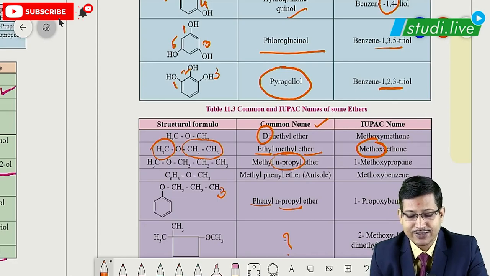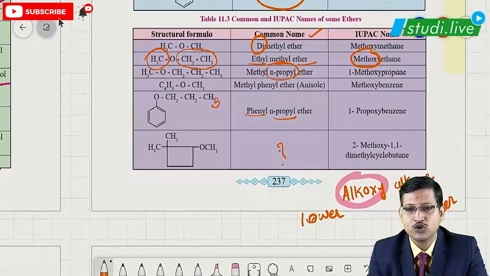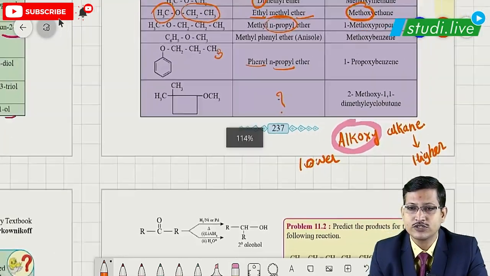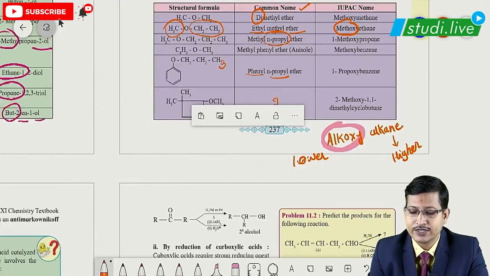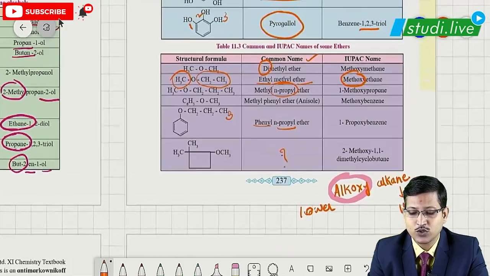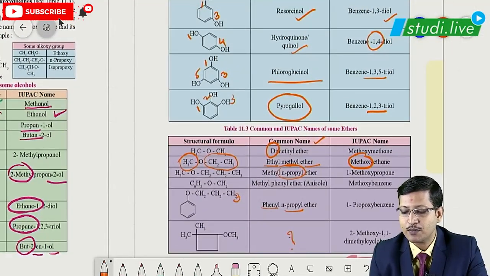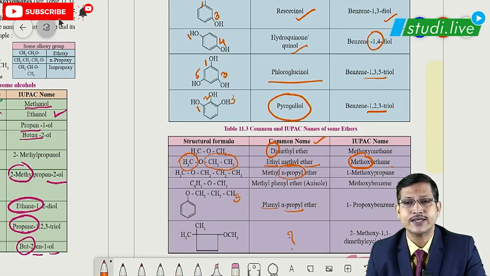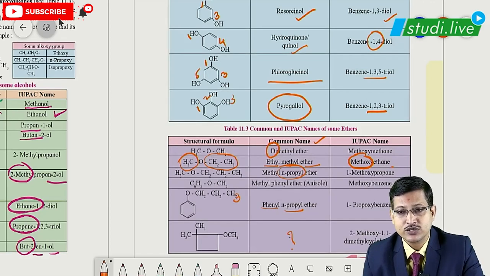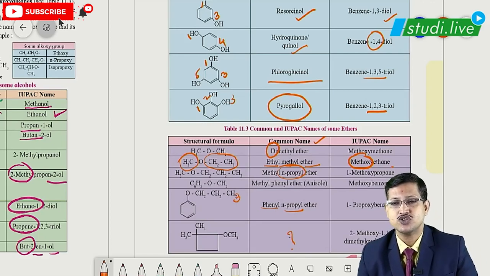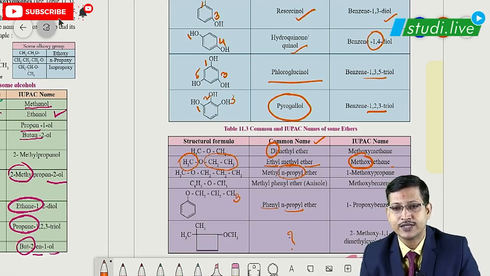And then this is the larger alkyl group, which is alkane. Already I have mentioned this here, that the lower alkyl group is alkoxy and the higher one is alkane. So in that case, you will have the higher one as alkane. Here the lower one is methoxy and the higher one is alkane, that is ethane. So it becomes methoxyethane. So this is the formation of the name methoxyethane.